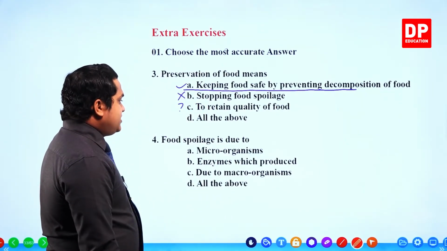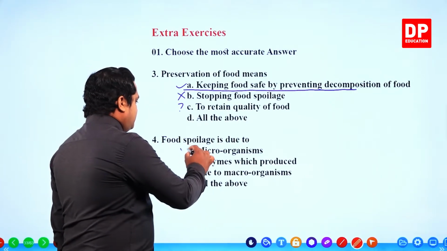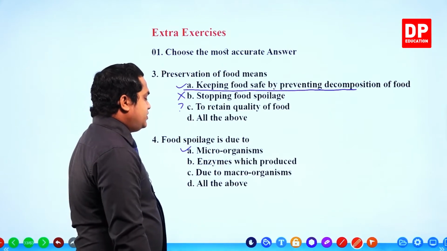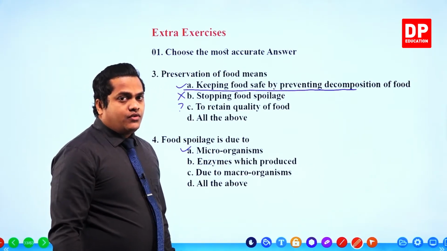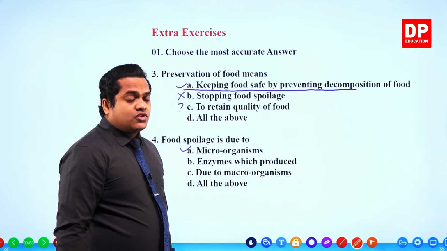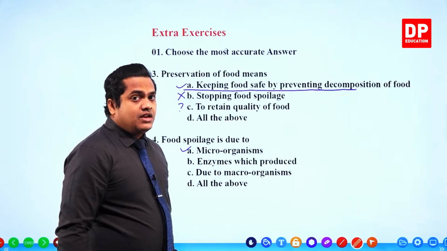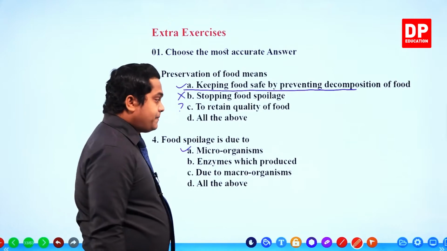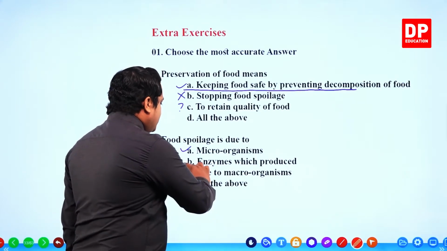Food spoilage is due to microorganisms. Correct. Microorganisms are the ones which are mainly responsible for the spoilage of food, right? So that is correct. Enzymes which are produced, that is also correct.